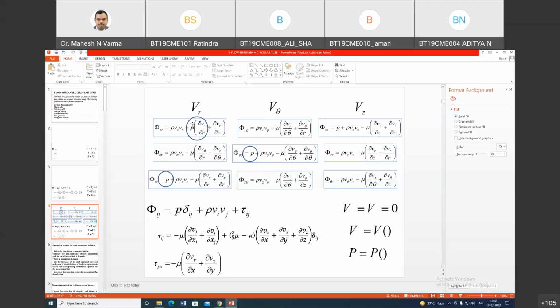But if we take a balance of r momentum and theta momentum, as Vz is not a function of theta and z, input will be equal to output for all these three components, and ultimately you will get P equals P, or 0 equals 0, or tau rz equals tau zr. That is what you are going to get out of this. So we will not consider this. Okay, we will not consider this.